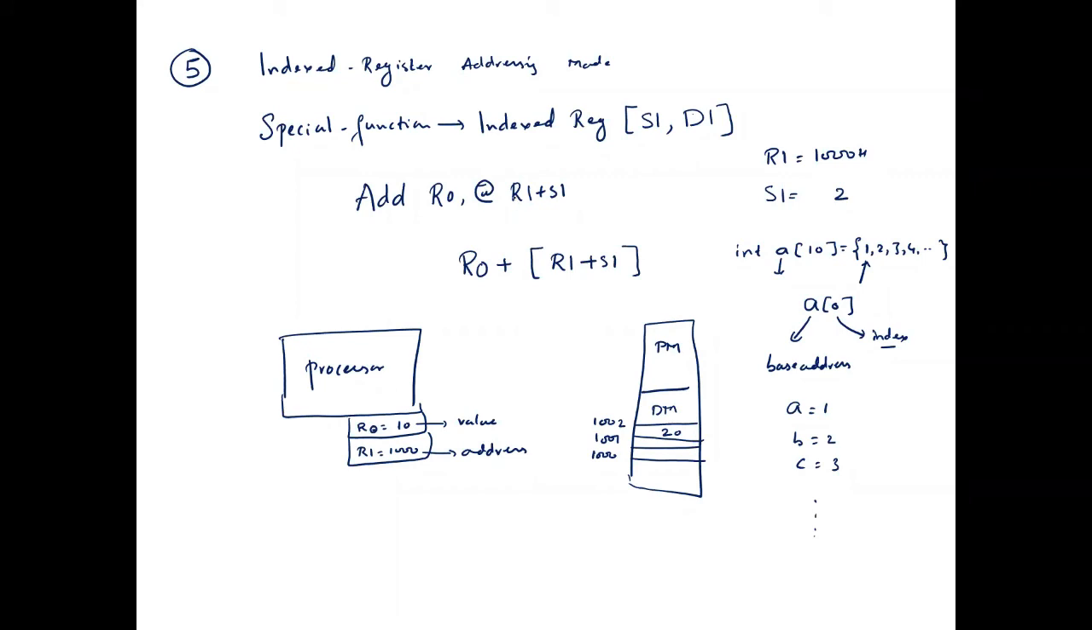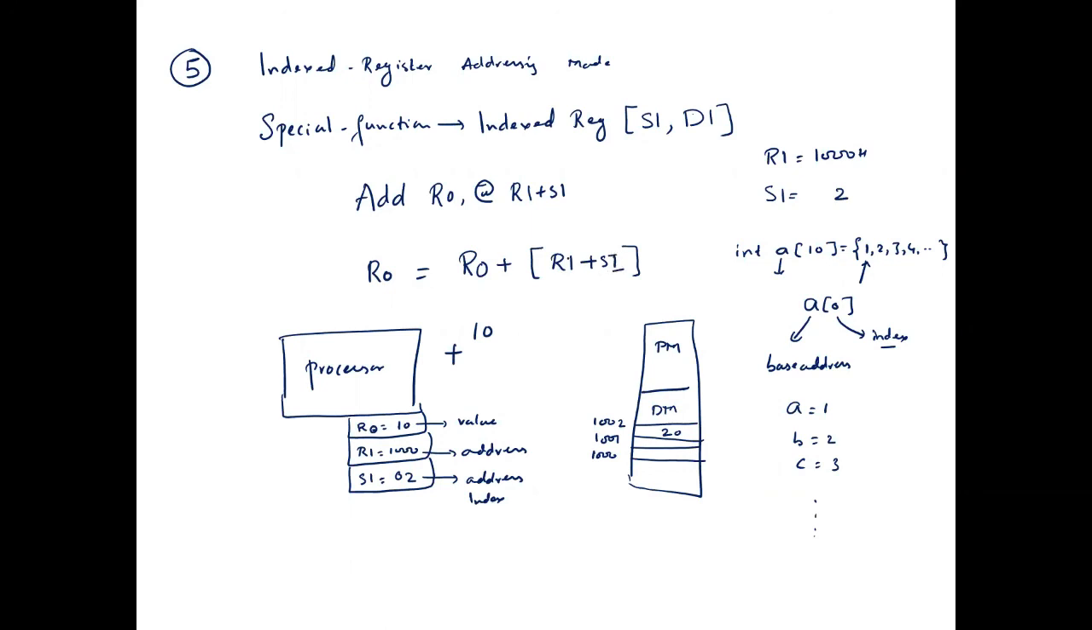Okay. And one more special register I have included here: SI. That is what? 02. Now what is this 02? An address. Index address, I can call it. Now, how will it add the content? It will add the content of R0, so it will retrieve this value 10 plus the content of R1 plus SI.